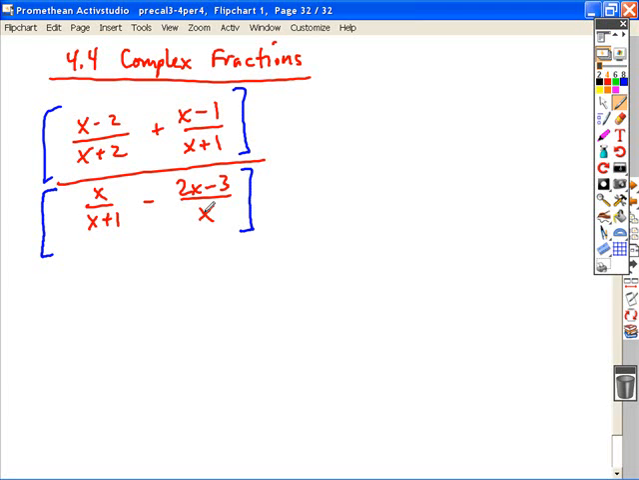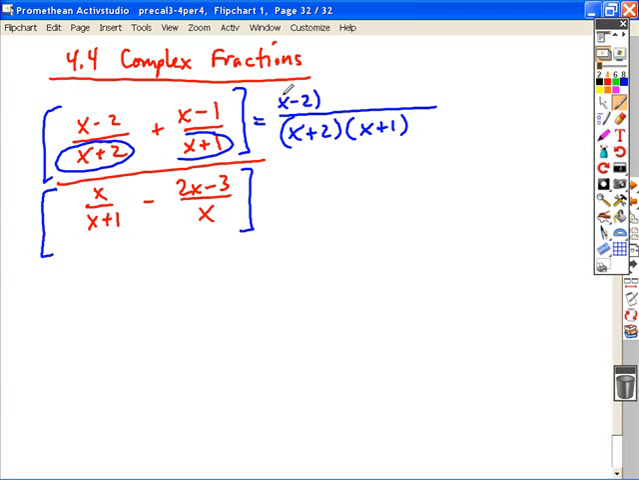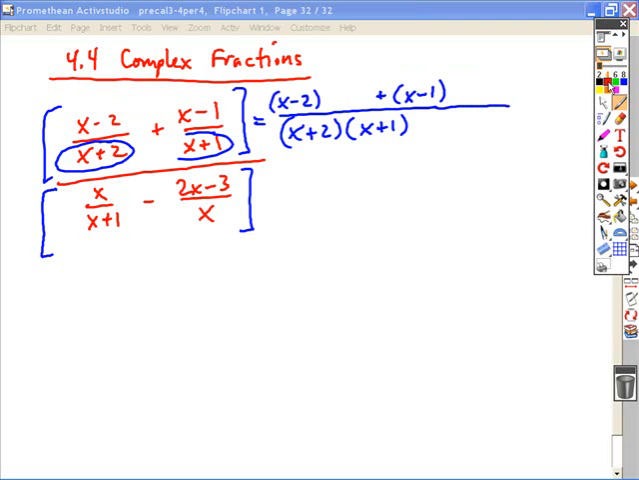Okay, but if I were to rewrite this numerator into one single fraction, what would my LCD have to be? An x plus 2 as well as an x plus 1. Here's my LCD for the numerator. So what I'm going to do is I'm going to take my given numerator, leave a space, my other given numerator, leave a space.